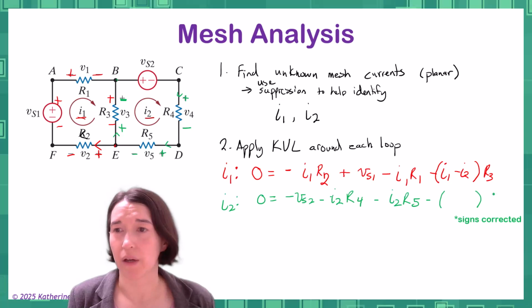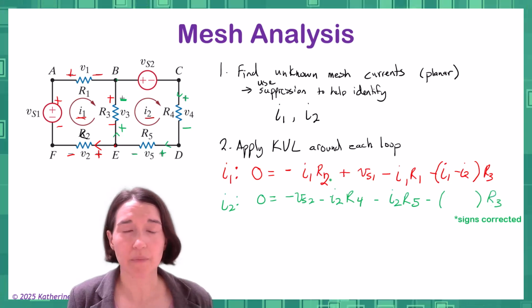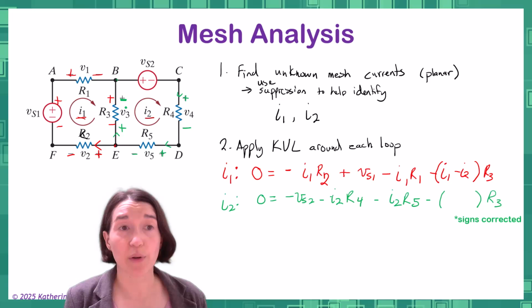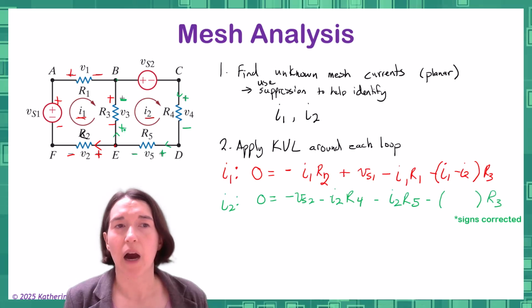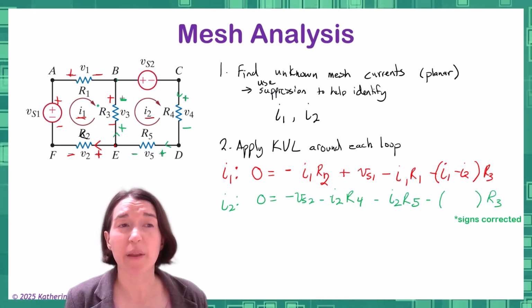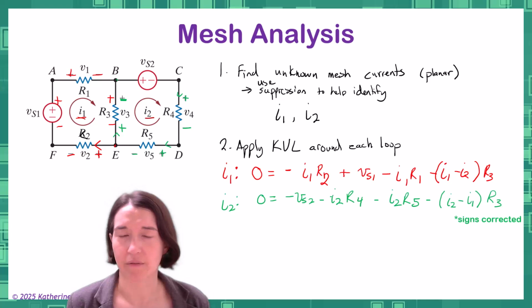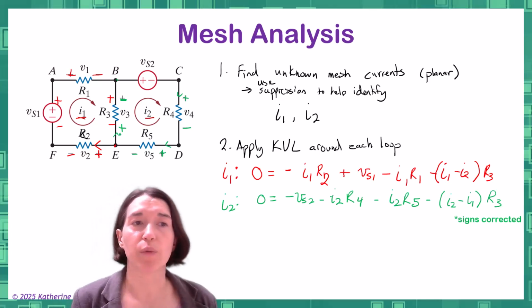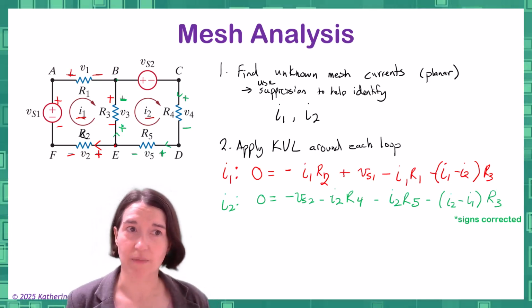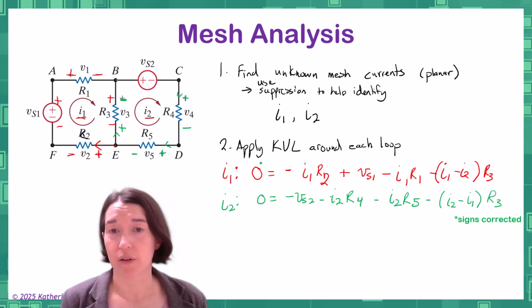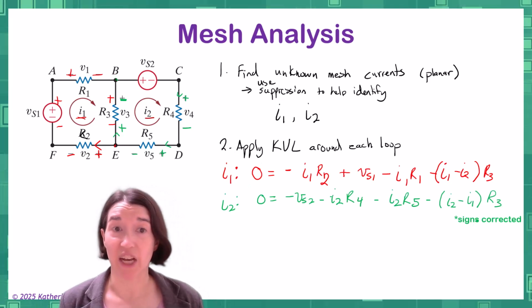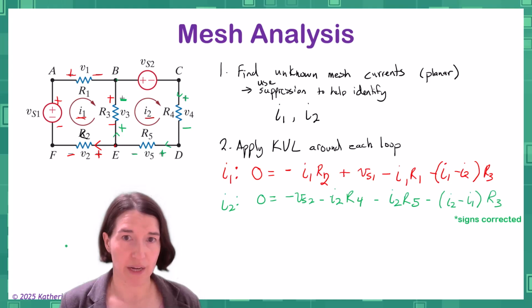This is going to be R3. And now we're looking at it from this direction, so it's going to be I2 minus I1. It's actually backwards, the opposite direction, I2 minus I1 when we've defined the current in this direction. Okay, and then we've made it back to the beginning point, so that's our full KVL equation.